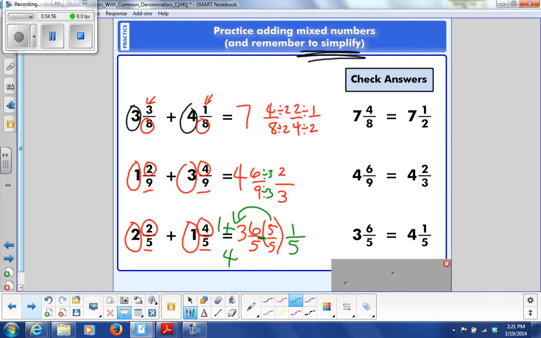There we go. You might need to go back and review this concept because it's very important that you understand that when you have a number that is bigger on the numerator than it is on the denominator, that is more than one whole. So you need to take that whole away and add it to the whole number.